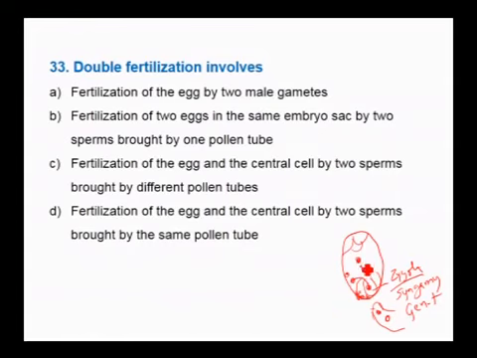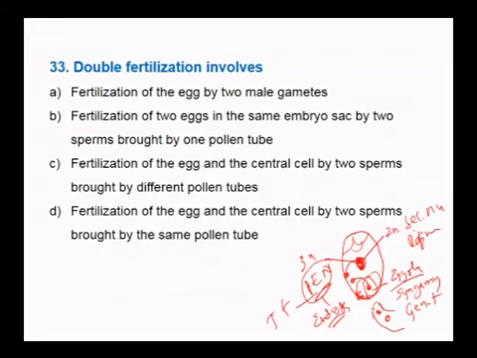Before this, the two polar nuclei fuse together to form a diploid secondary nucleus, also called the definitive nucleus, and the other male gamete fertilizes the secondary nucleus, forming a triploid primary endosperm nucleus, which develops into the future nourishing tissue, that is endosperm, which is triploid. This is called vegetative fertilization, and this is called triple fusion. So formation of PEN is due to triple fusion. Formation of zygote is called syngamy. Syngamy and triple fusion together constitute double fertilization.